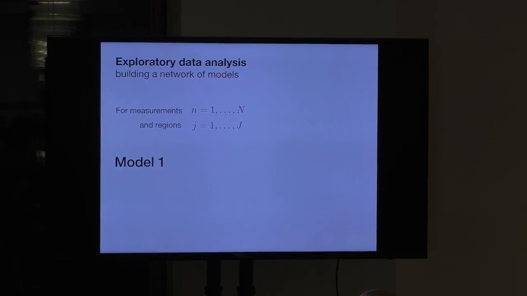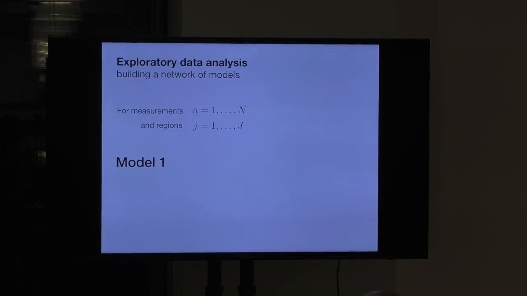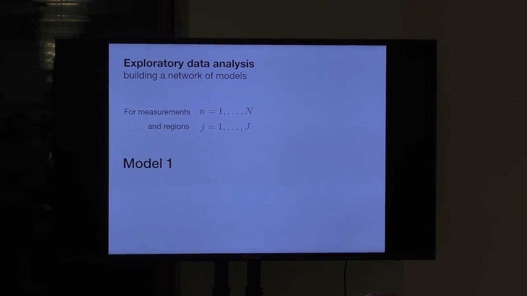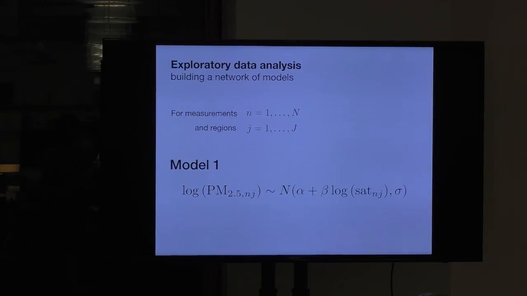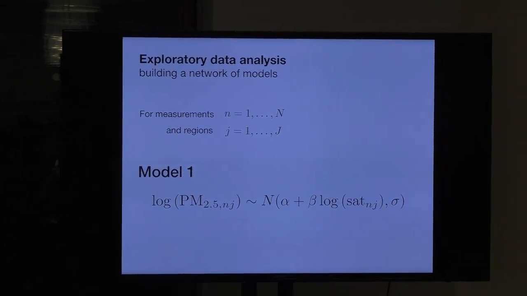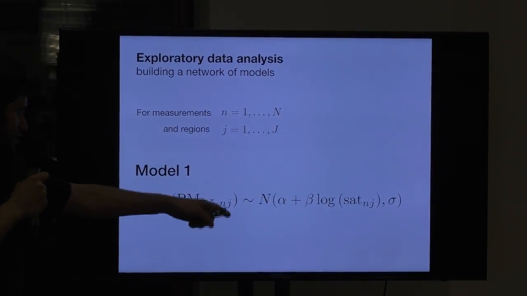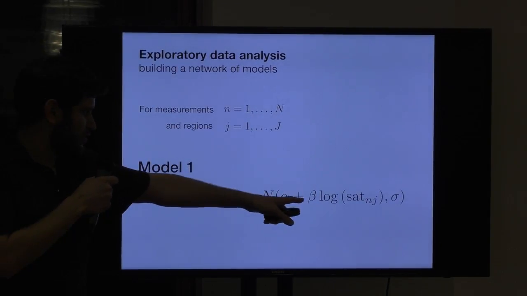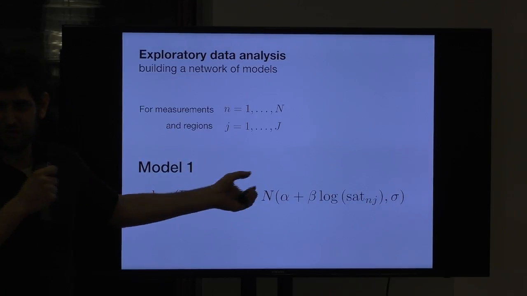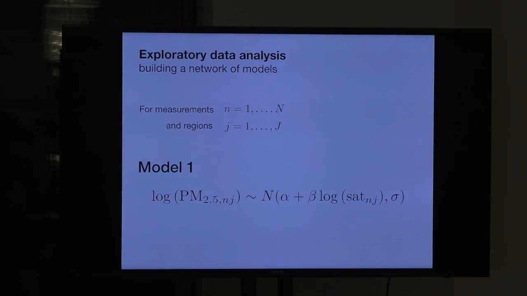Okay. If we have j different regions and n measurements, then this is the simple linear regression model. So just with all the variables on the log scale. So we have 1 intercept and 1 slope, and that's the normal distribution. So that's a simple linear regression model right here.